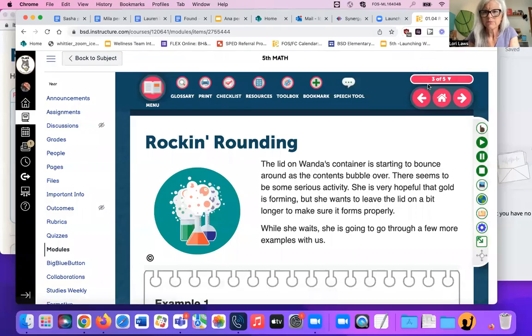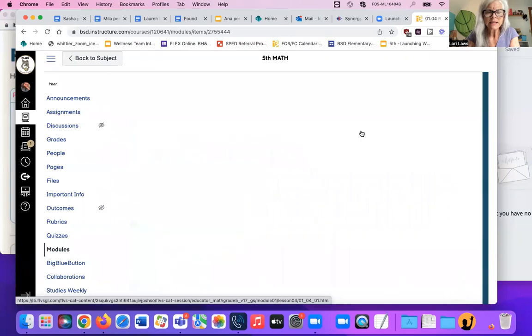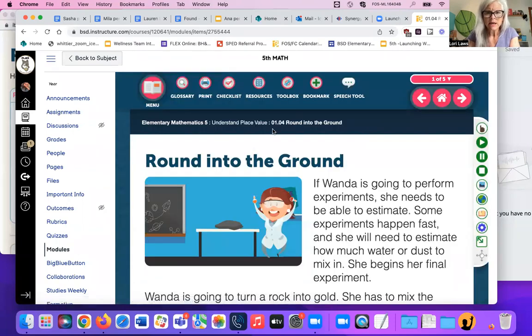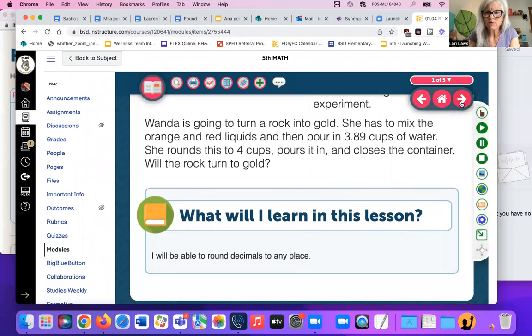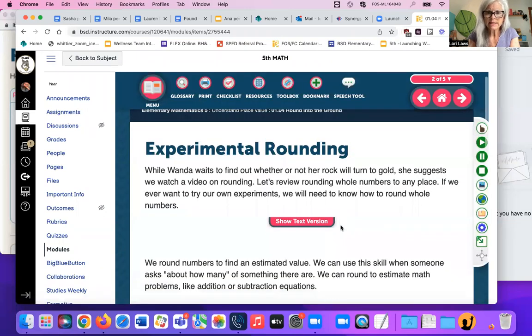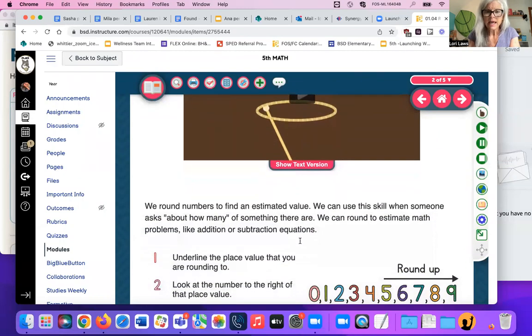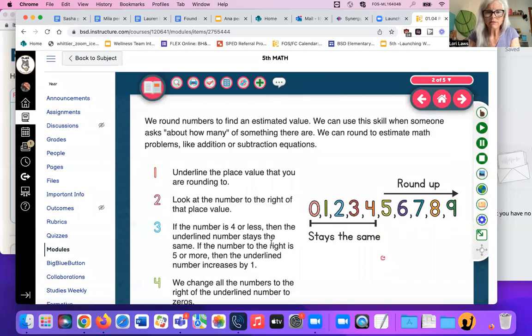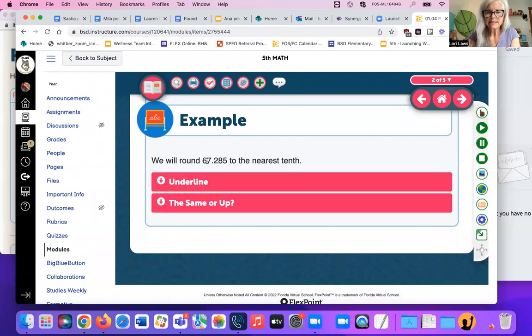So again, we are in our lesson, Rocking Rounding, lesson 1.04. We just read through this page, talked about what we're going to learn. We went to the second page and we read the text version of this, but you can watch the video. And then we practiced all of these rules about rounding. And we did this example of 67.85.